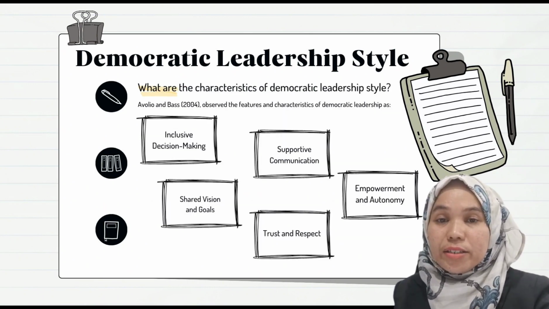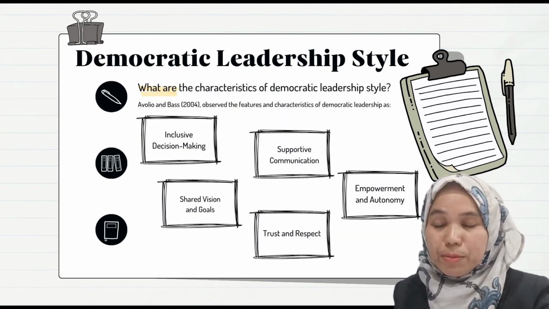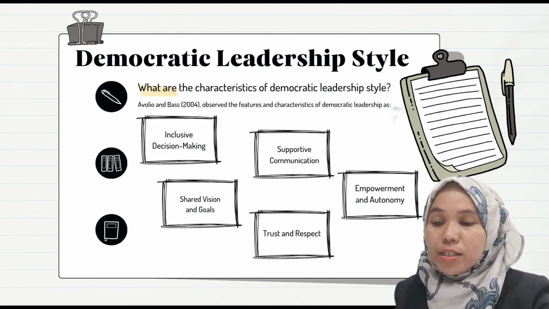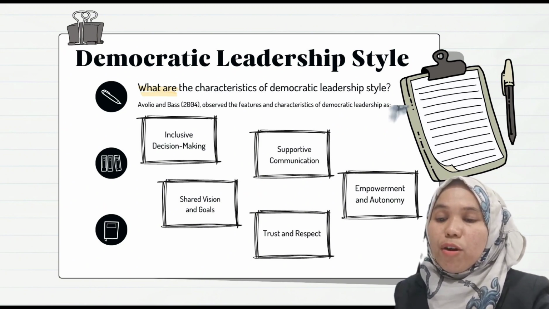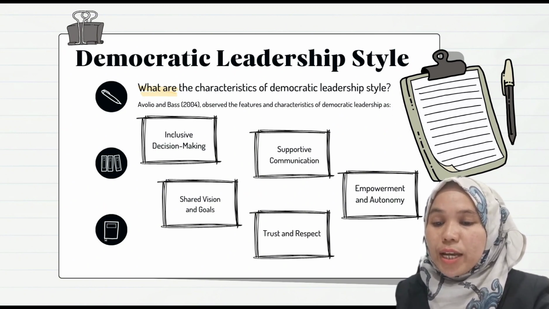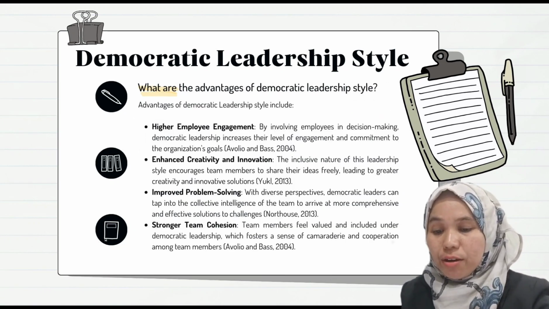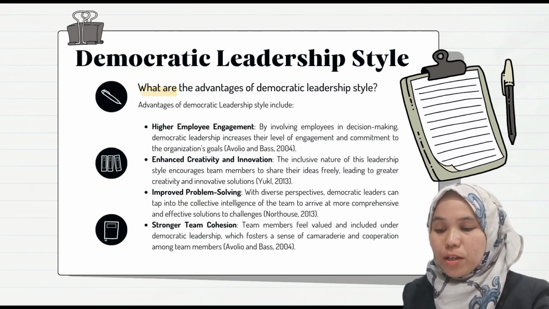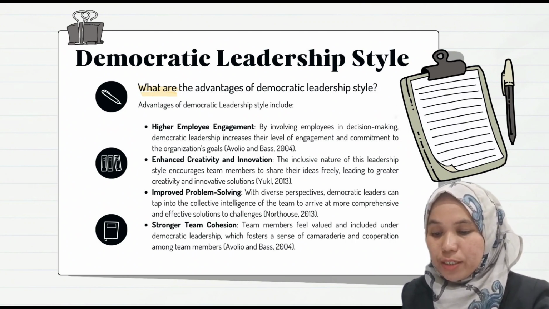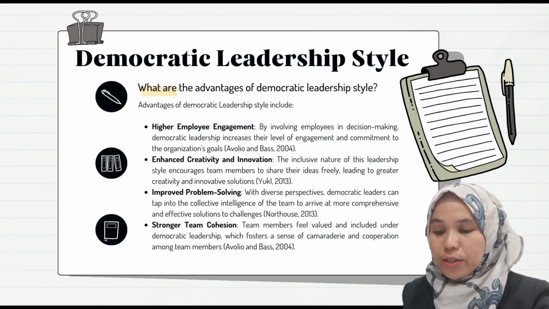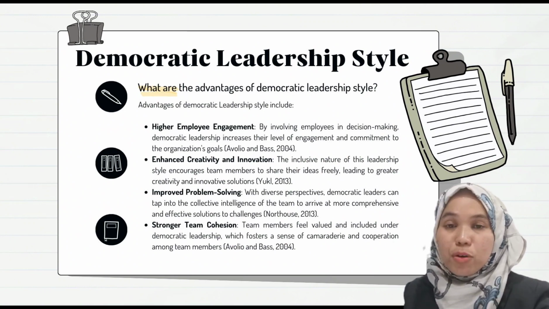What are the characteristics of democratic leadership style? First, inclusive decision-making. Second, shared vision and goals. Third, supportive communication. Fourth, trust and respect. And the last one is empowerment and autonomy. What are the advantages of democratic leadership style? First, higher employee engagement. Second, enhanced creativity and innovation. Third, improved problem solving. And the last one, stronger team cohesion.